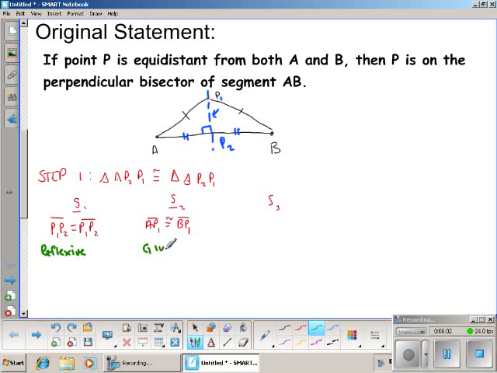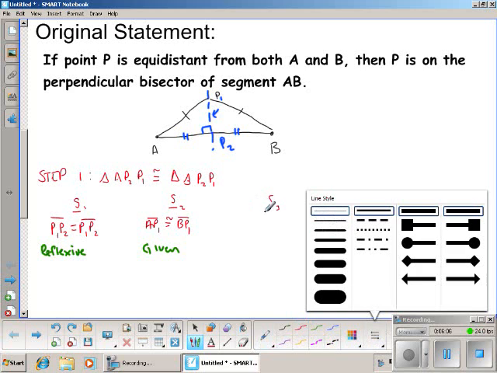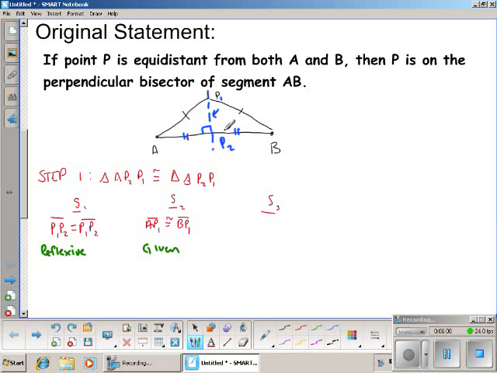Okay, for side 3, we'll go to the bottom. Again, if I just pick P to be a different place, instead of picking here, I'll pick it to be on AB. I can definitely claim that AP2 is congruent to BP2. And again, the claim shall be backed up by the fact that it's a given statement.